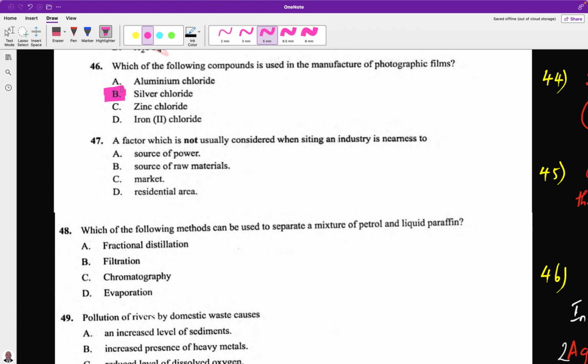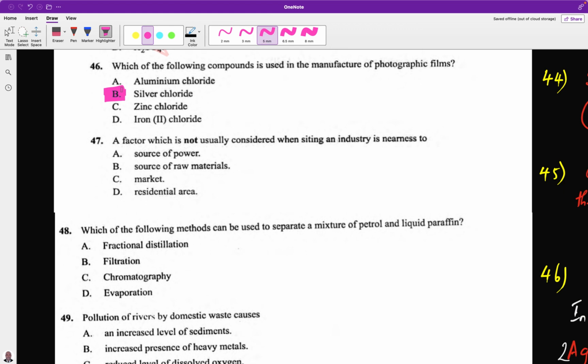A factor that is not usually considered has to do with environmental protection. When people do localization of industries, people only look at the source of energy, the source of raw material, and where they are going to have the market, but they don't take the environment into consideration. And one of the environmental issues is residential area.